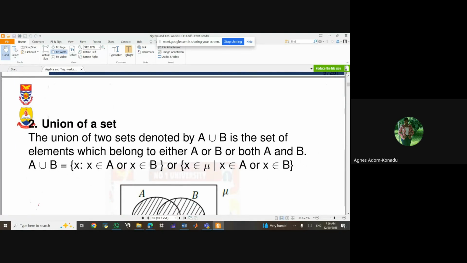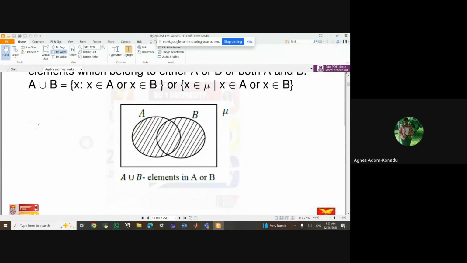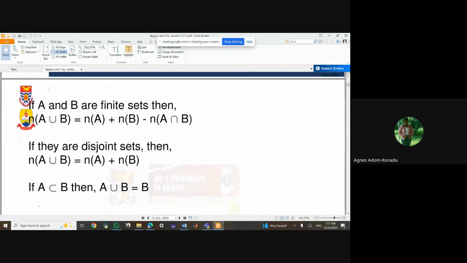So you mentioned union of a set. The union of two sets is denoted by this symbol, something like U. The union is a set of elements which belong to either A or B. So for union, we use or: either A or B or both A and B. The mathematical expression: A union B is equal to the set of X such that X is in A or X is in B. If I have these two sets, then the whole shaded area will be my union. So let's look at this one too.